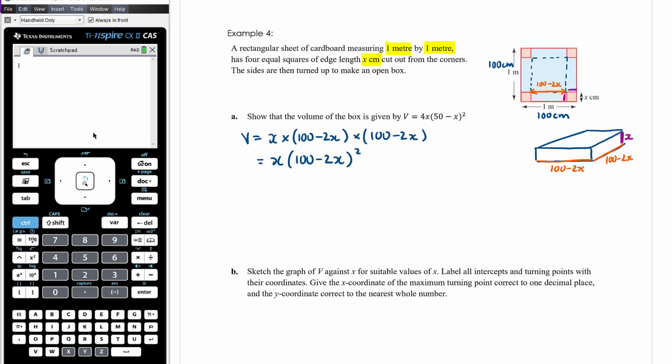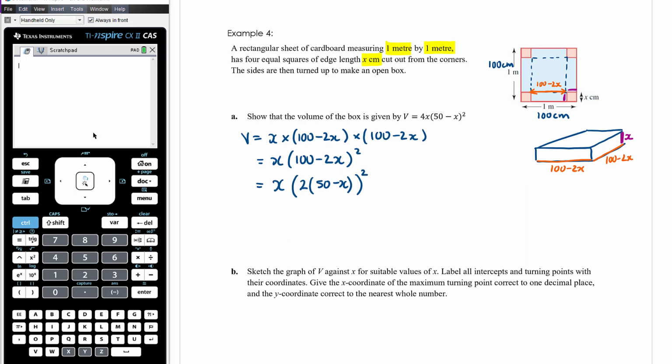Now again, it's not about skipping steps here. We need to be really clear about how we're getting to this end result. Okay, so our equation doesn't quite match the equation given in the question, but it is the same equation. We just need to be able to manipulate our equation to make it match what we're being asked to show. So if we look at the bracket, there's a common factor in here of 2. So 2 times 50 minus x. Factoring out that 2 is allowing me to see that 50 minus x that I'm trying to get to.